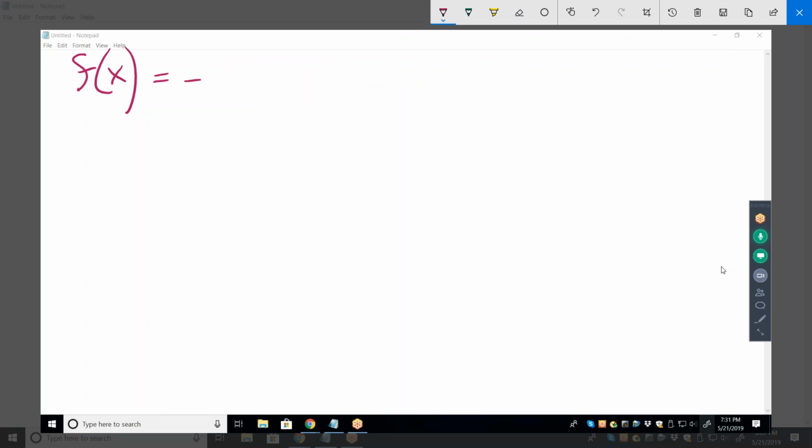So it's -4 cube root of what goes inside the radical? I'm sorry, x minus 1. Okay, and then outside the radical? Minus 2. Okay.